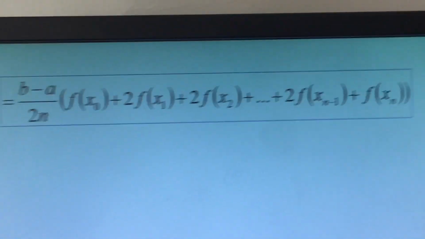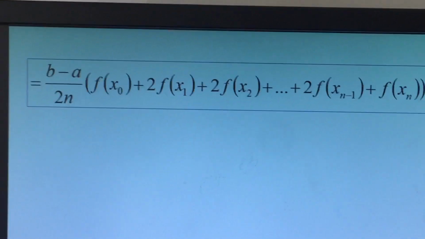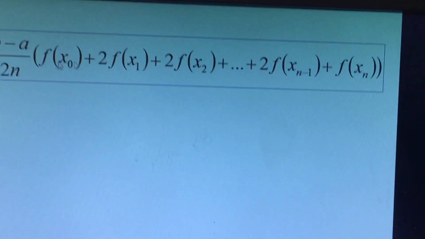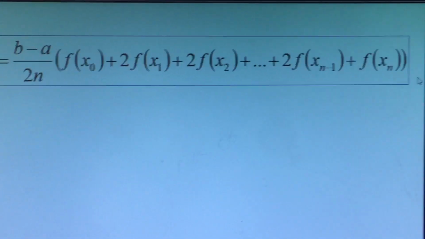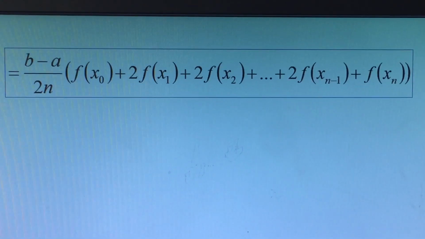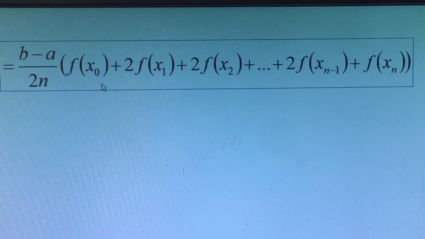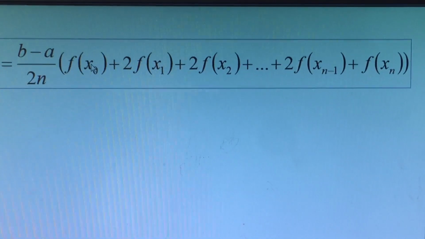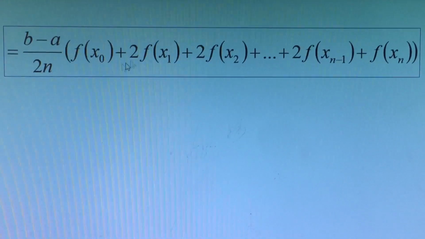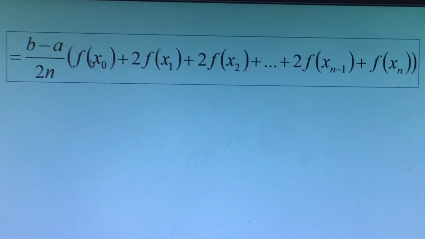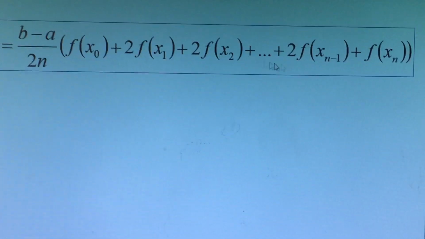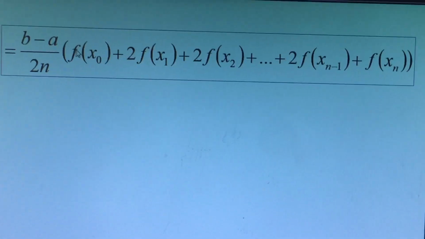Simplify. Now b minus a over 2n we take common, and f of x naught, f of xn. Okay, you know how to remember this formula. If you have 6 segments, 8 segments, and so on, what do you do? The coefficients of f of x naught and f of xn are 1, right?